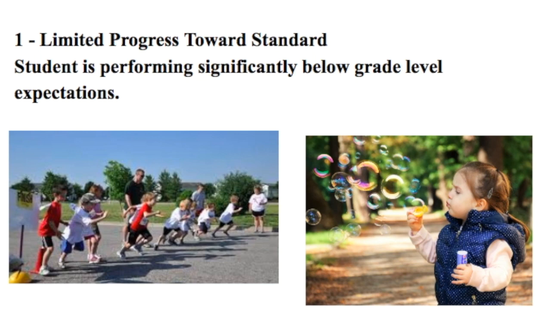When your child receives a 1, that means they have made limited progress towards performing the standard or task on the report card. Using the race example, this would mean your child just started the race, or maybe they're not ready to line up for the race yet. When your child receives a 1 on their report card, that means your child needs lots of support from their teacher to perform the task and apply the new information.